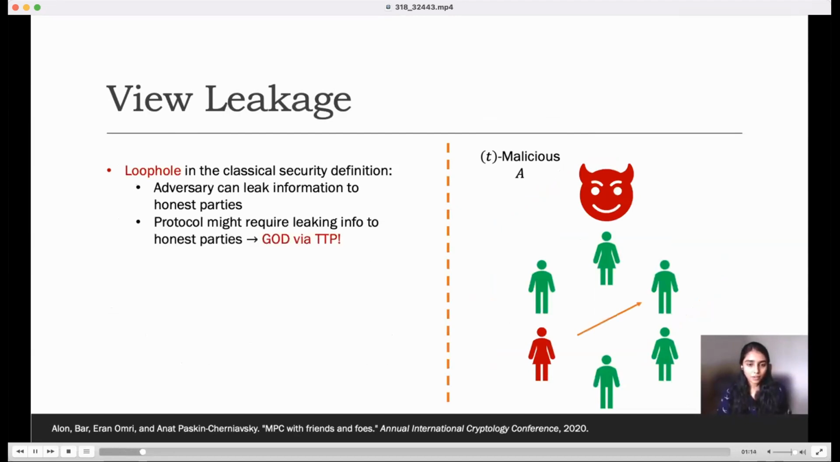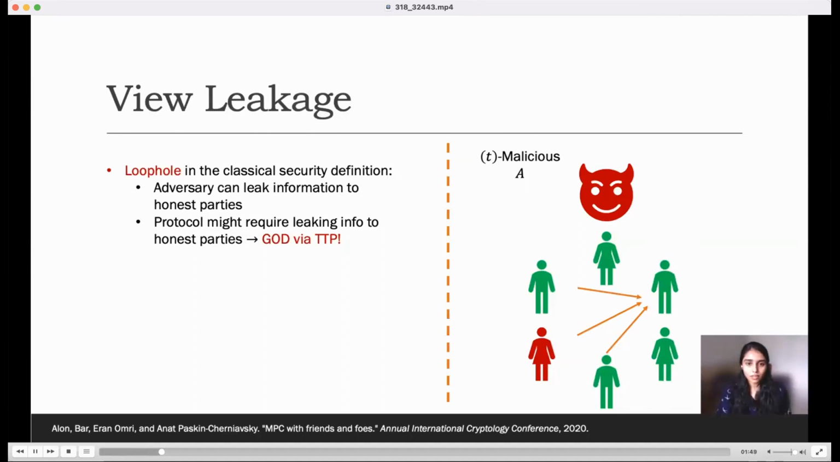In fact, several protocols in the literature actually leverage this loophole in the privacy definition in order to achieve the strongest security of guaranteed output delivery, or GOD, which allows the honest parties to receive their output irrespective of the adversary's strategy. The way these protocols achieve it is that they require all the parties to send their private inputs to a designated party which is identified to be honest, or a trusted party, TTP, which computes the function and returns back the output to these parties.